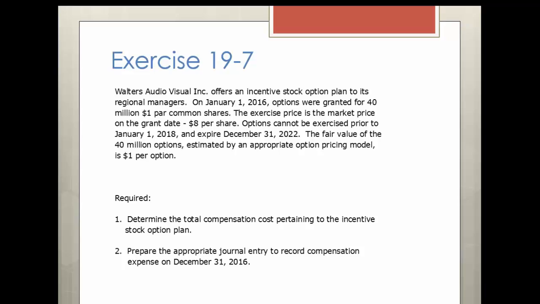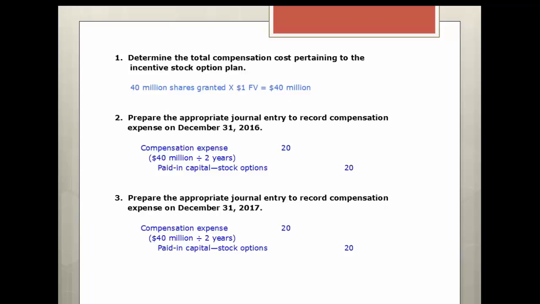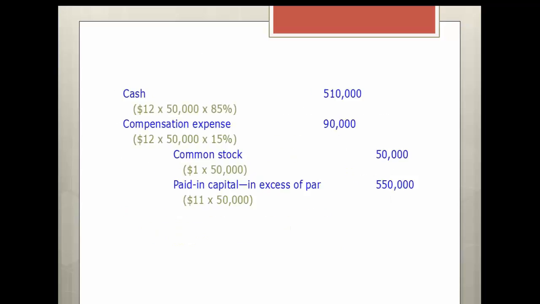Well, if they believe the market price would actually increase, then theoretically there would be more value. But in any event, the market price did not increase. So they forfeited this, and essentially what would stay on the balance sheet would be this account, which would be the paid in capital stock options. So that's what's taking place.